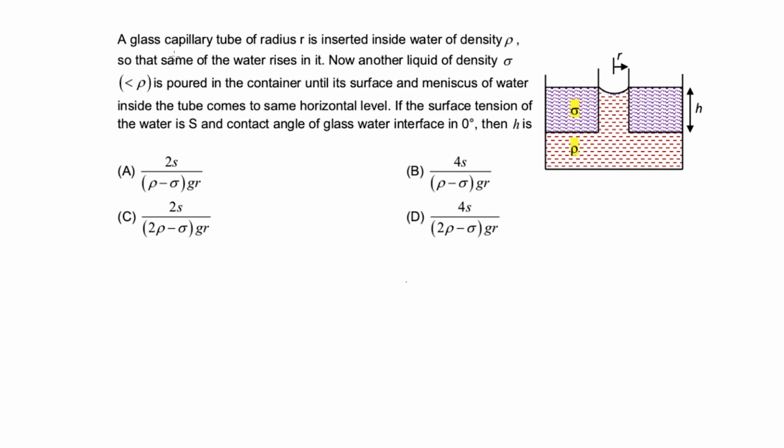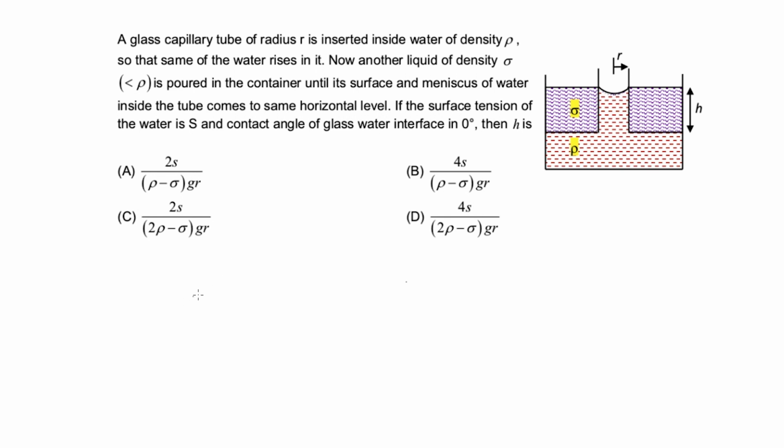Now it says a glass capillary tube of radius r is inserted inside water of density rho, so that some of the water rises in it. Another liquid of density sigma is poured until the surface of the meniscus inside the tube comes to the same horizontal level. If the surface tension of water is S, and the contact angle is 0 degrees, then what is the height H?